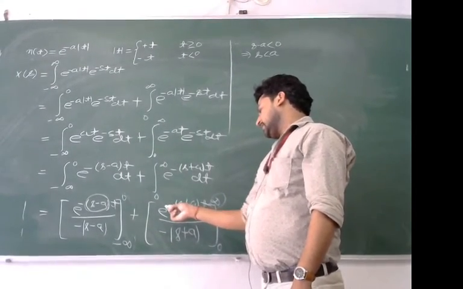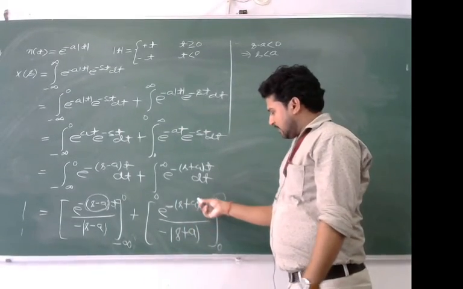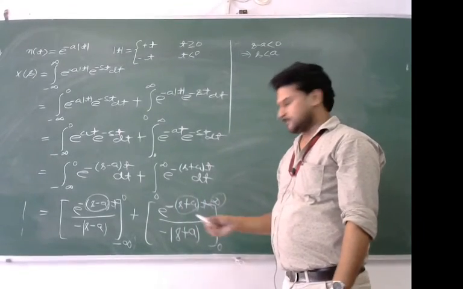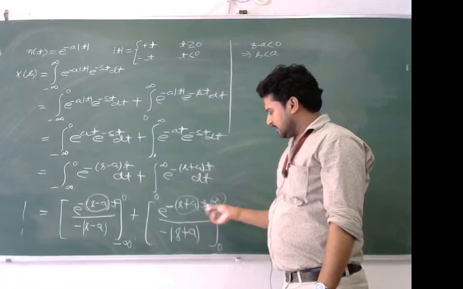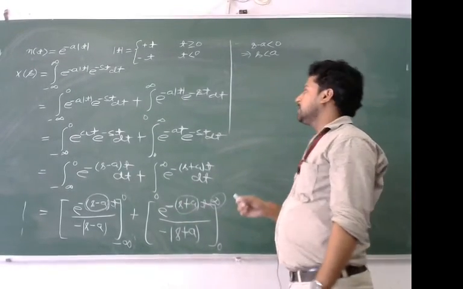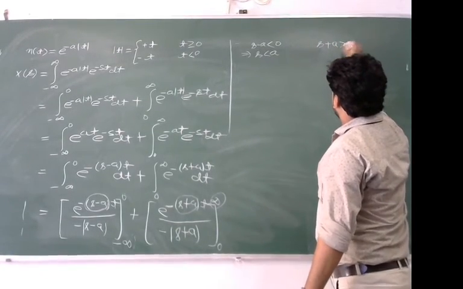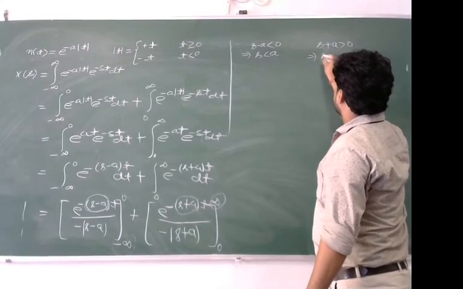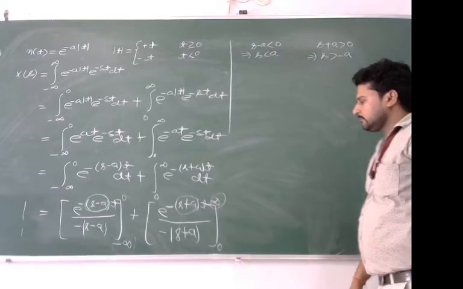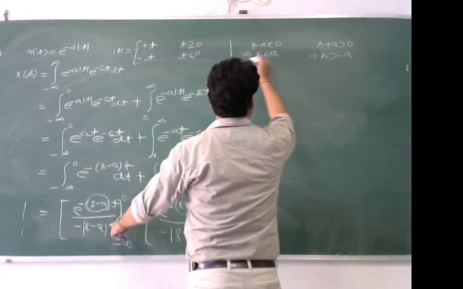But this will become e power minus infinity only when the value of s plus a is greater than 0. If s plus a is positive, then after putting t equal to infinity, this becomes e power minus infinity. It means that s plus a should be greater than 0, meaning s should be greater than minus a, and put the limits after these considerations.